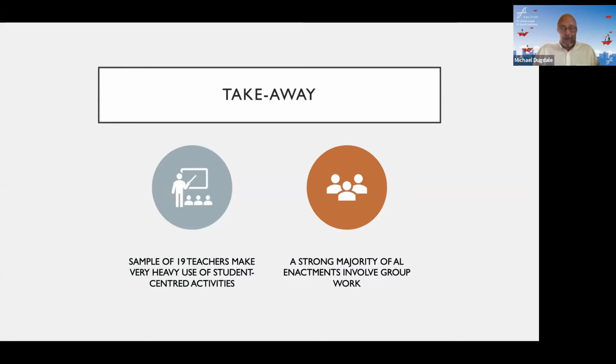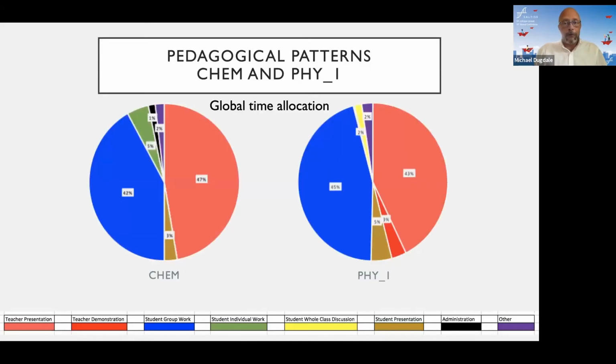So what we take away from that setup is that the teachers that we looked at were making heavy use of active learning strategies, and that the majority of active learning enactments involve group work. And for the rest of what I'm going to say, group work is being used as a proxy for student-centered activities. So when we went about it, we started looking and coding what was happening in the classrooms.